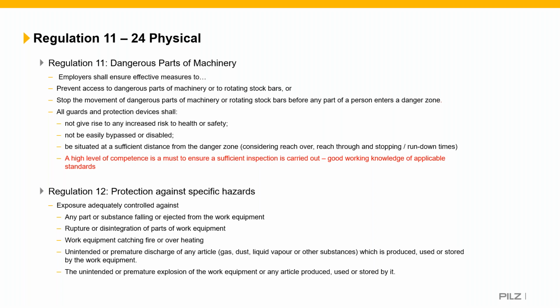falling or ejected from the machine, any rupture or disintegration of pipes, hoses, etc. Anything that may catch fire or overheat if it's in a hot environment. Any unintended premature discharge of things like gas, dust, liquids, that sort of thing out into the atmosphere, and anything that may potentially explode by the work equipment itself or any article it is producing, using, or storing. So there's quite a lot again to take into account within Regulation 12.